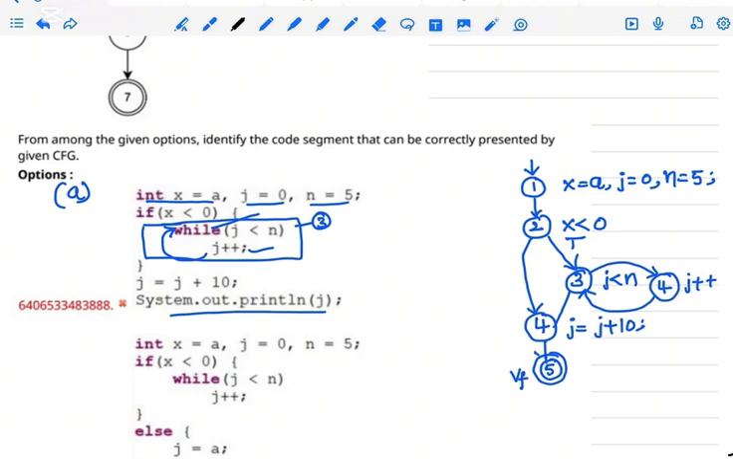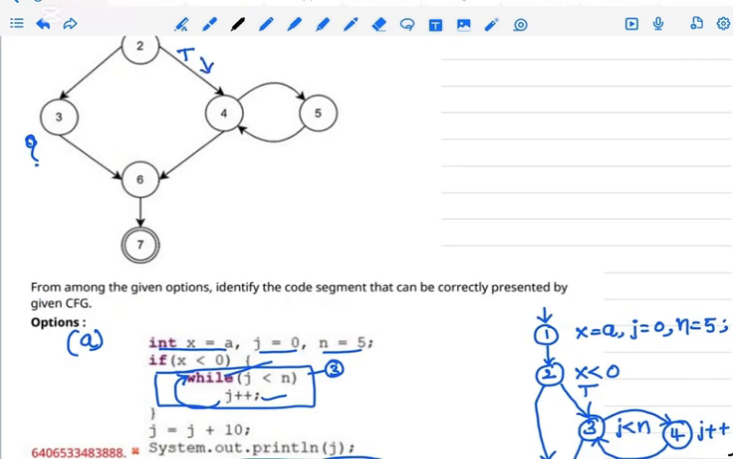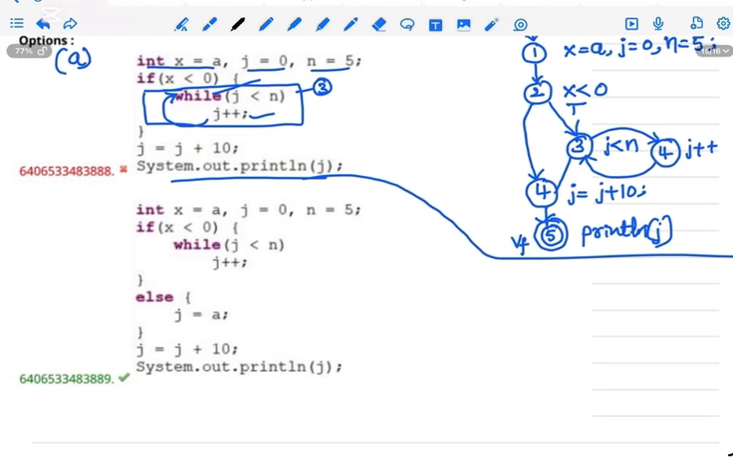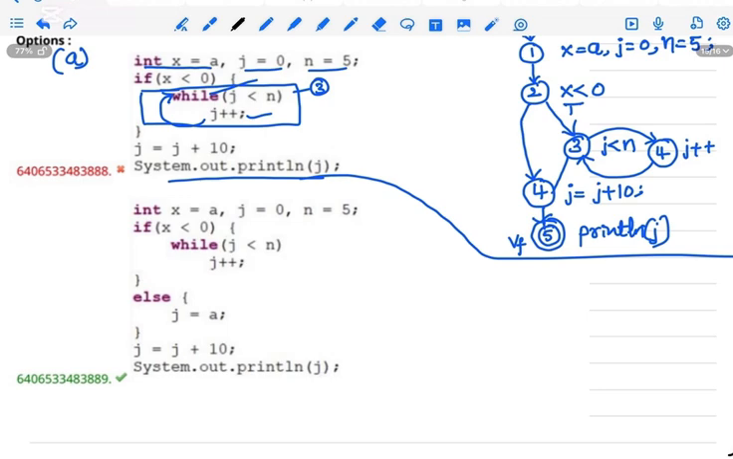At the final node, print j, println of j. So this is the control flow graph for option A. If the condition is false, it will go and execute these statements at node 3, and afterwards reach node 6. Okay, this is not similar to the given control flow graph, so this option is incorrect.